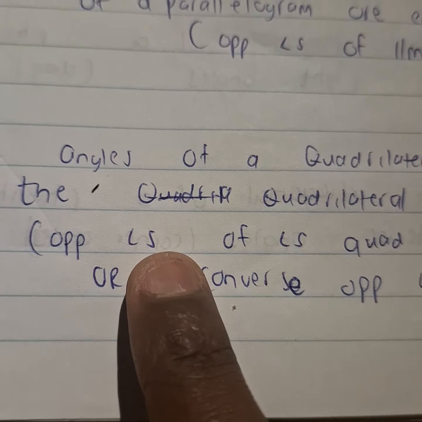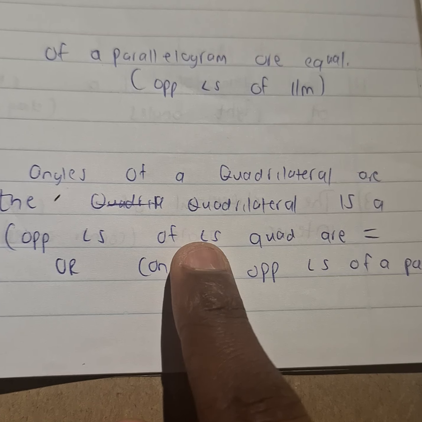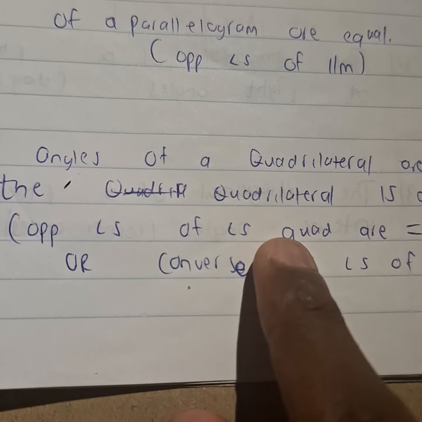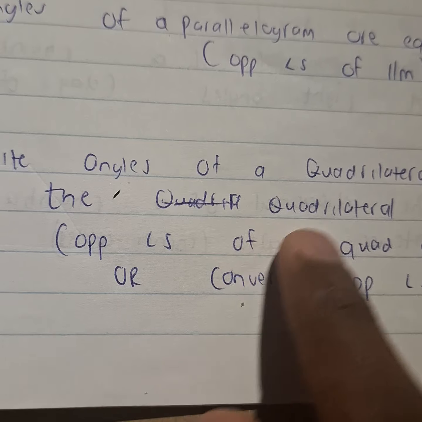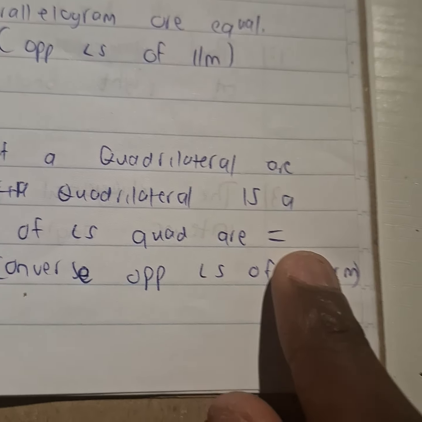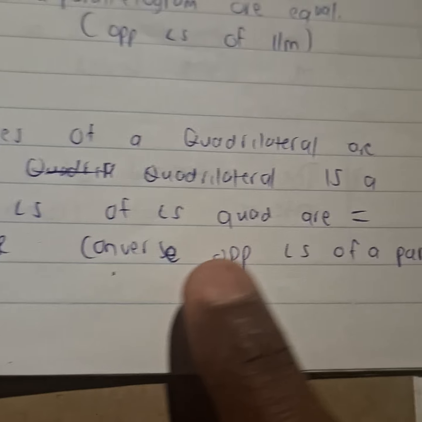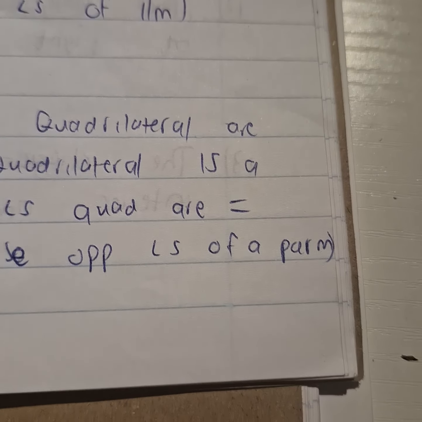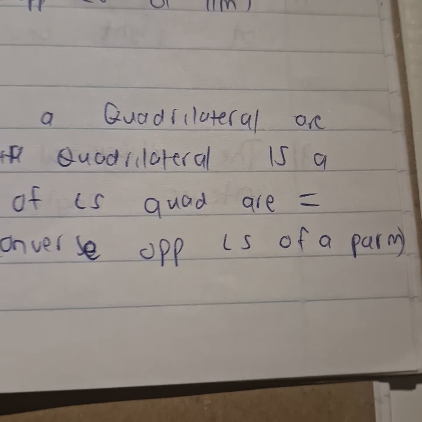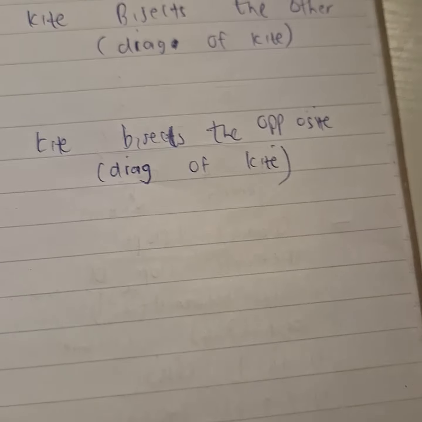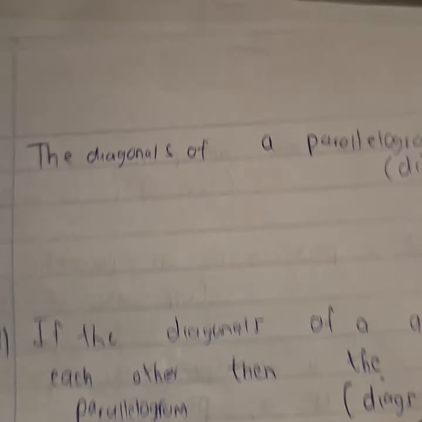So our reason is op angles of quad are equal. Or we can say converse of op angles of a parallelogram. Okay, so that's an important statement. Moving right along, we have a few more statements to go.